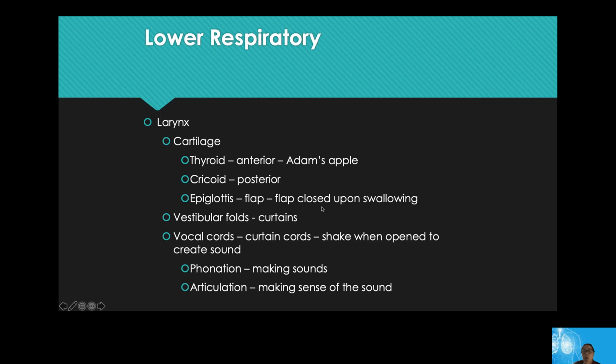And this closes upon swallowing. So the epiglottis, that flap of cartilage, once you initiate swallowing, flaps close so that you accidentally don't breathe any food or liquid into the lungs.